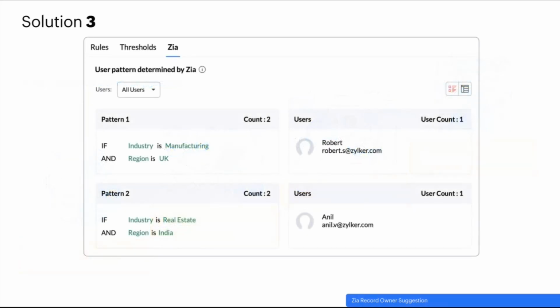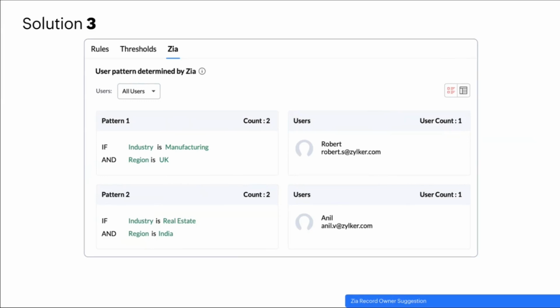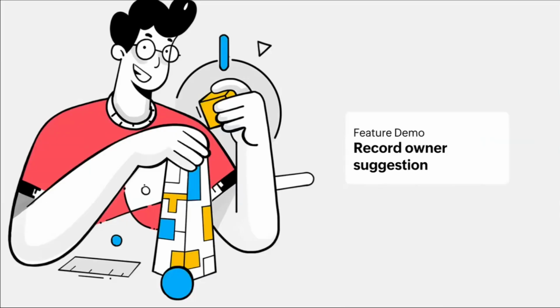Here is an example of how Zia will be understanding patterns and giving suggestions. For example, as you can see, Robert is experienced with manufacturing industries from the UK region, while Anil has expertise in dealing with real estate industries from India. So Zia, based on the past trends, finds these patterns and suggests them as record owner suggestions. Now let's quickly have a walkthrough for record owner suggestion.